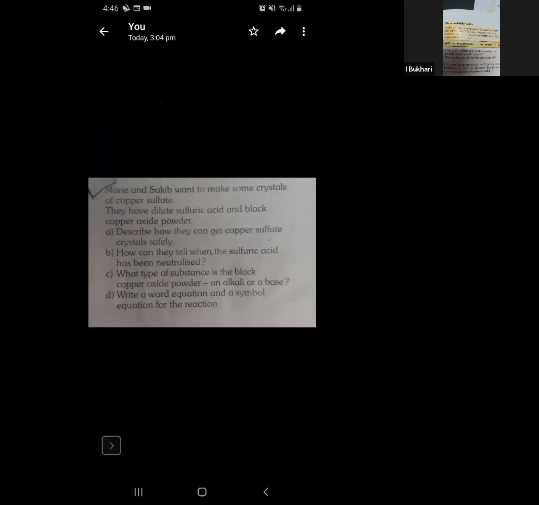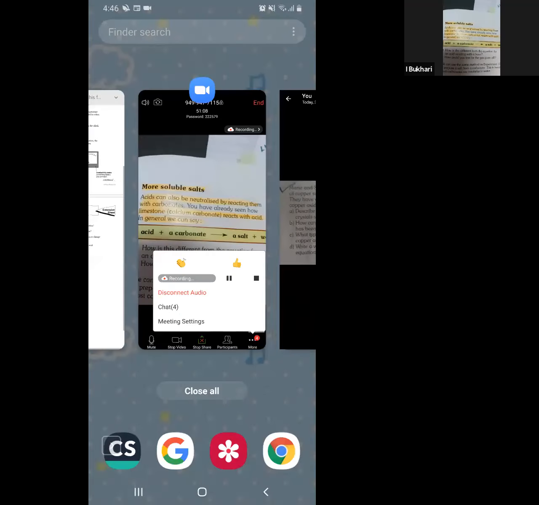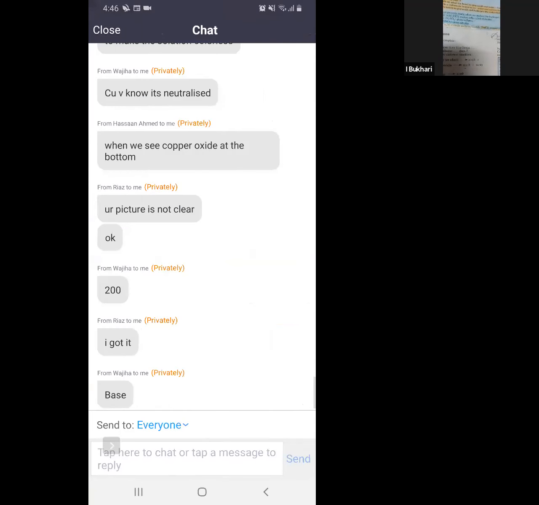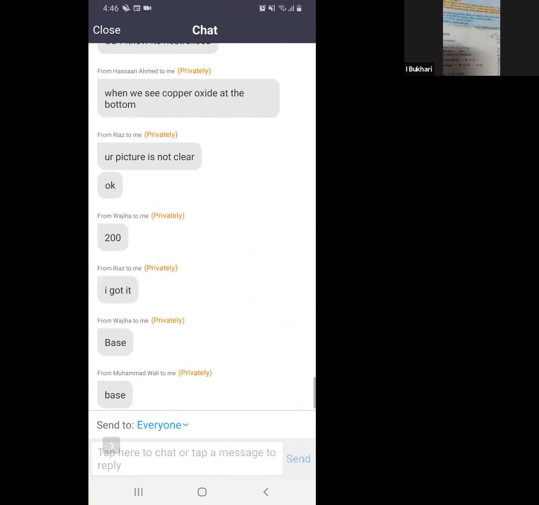What type of substance is the black copper oxide powder, an alkali or a base? Now who will answer this question? What type of a substance is copper oxide, an alkali or a base? Yes, base. Why, Wajiha? What made you say that it's a base? Good job, Hassan. Yes, it's a base.